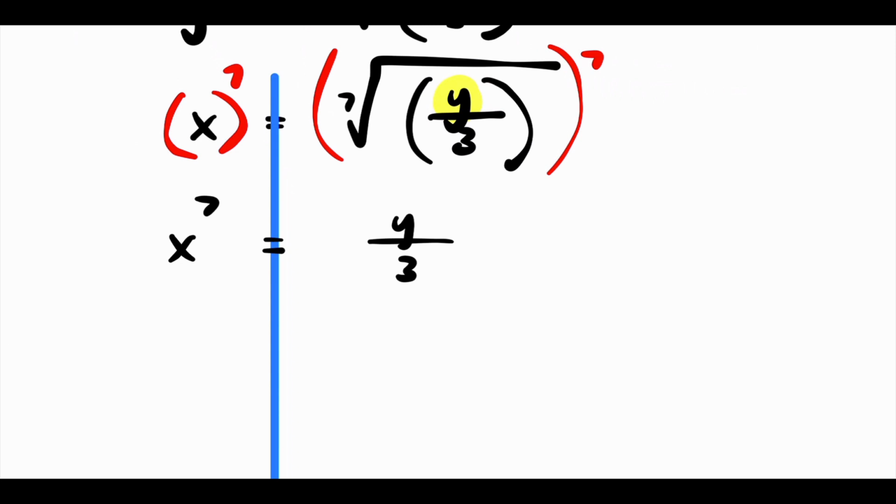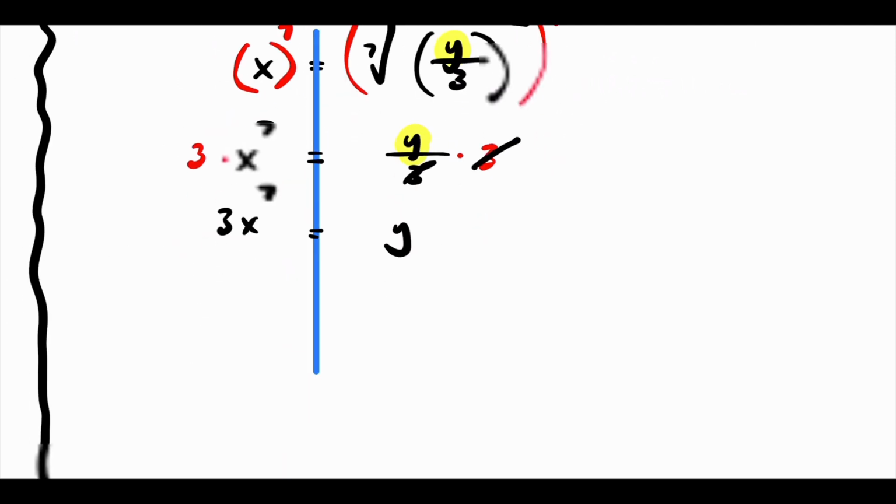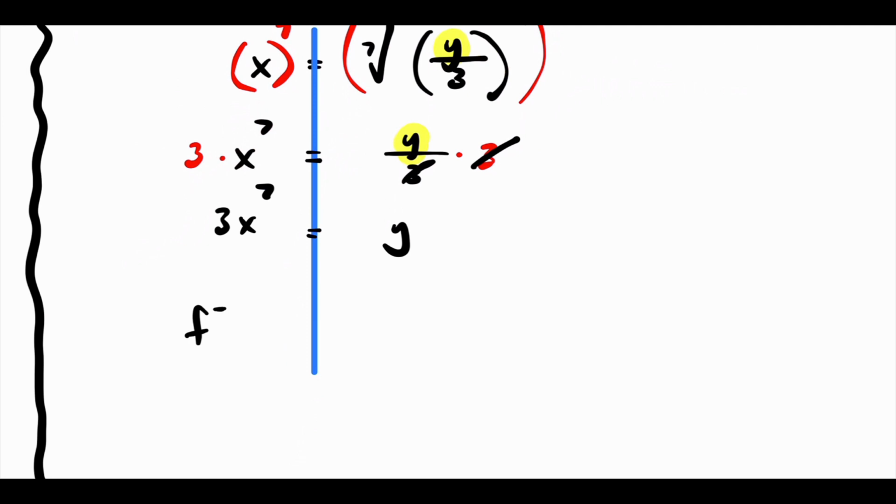So now I don't need the parentheses because all I have left is y divided by 3. Divided by 3, what's the opposite of divided by 3? Multiply by 3. Multiply both sides by 3. Give it its inverse tag. Done.